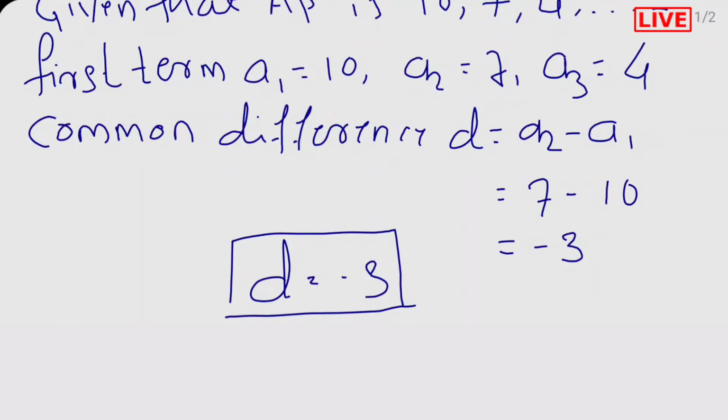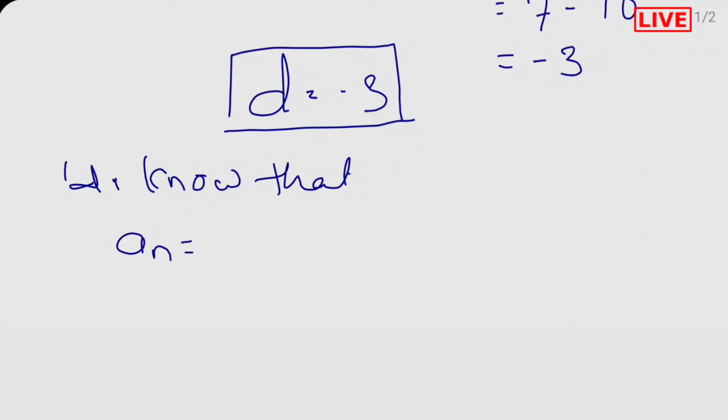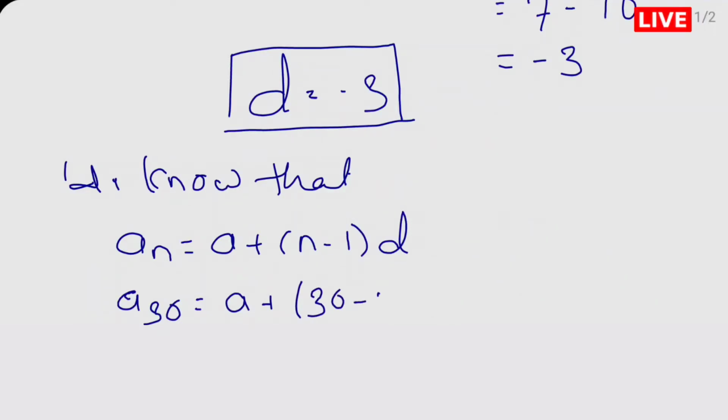Is it clear? Now we know the formula: an equals a plus n minus 1 into d. It is a standard formula for finding the nth term of an AP, right? Here we want to find the 30th term of the AP, so n is 30. A30 equals a plus, n is replaced by 30 because we want the 30th term, 30 minus 1 into d.